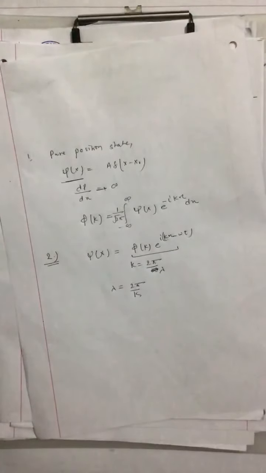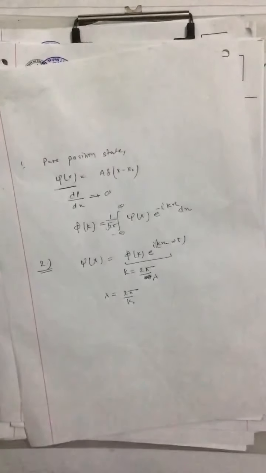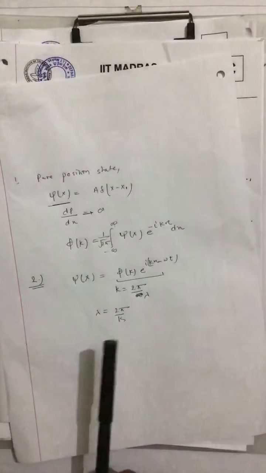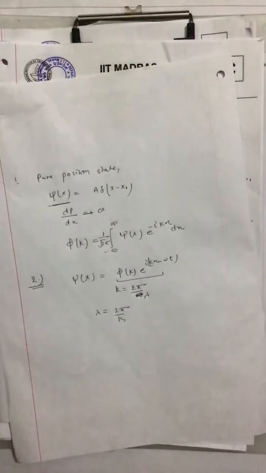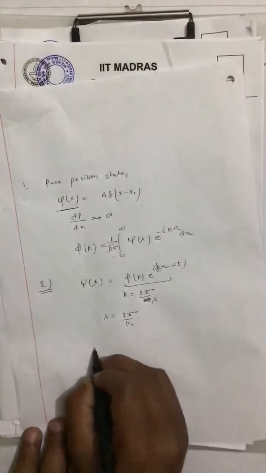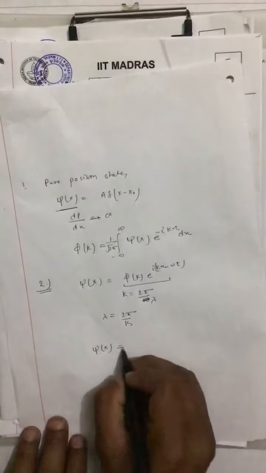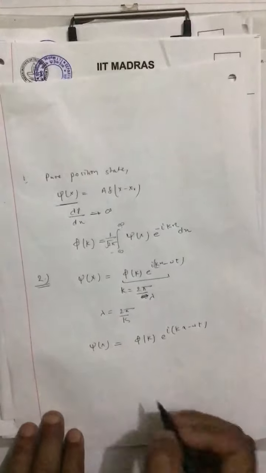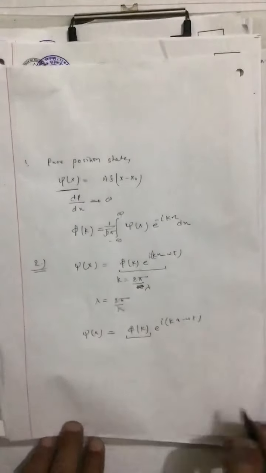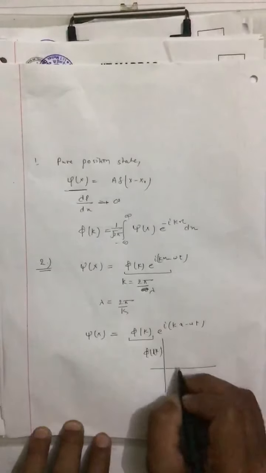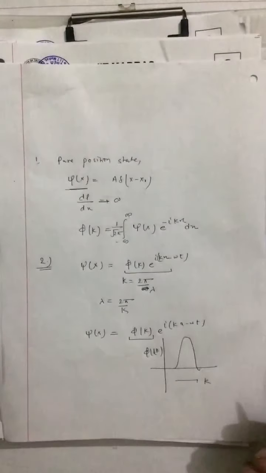So if I choose the plane wave solution here, and if I superimpose all different plane wave solutions, then within some kind of uncertainty in the momentum, I will get my wave function, and that wave function will be a Gaussian function. I can write this ψ(x) = φ(k) e^(i(kx − ωt)). Now this is a plane wave solution, but my φ(k) is a Gaussian function here, and if I represent my φ(k) with respect to k, this is the best representation, right?